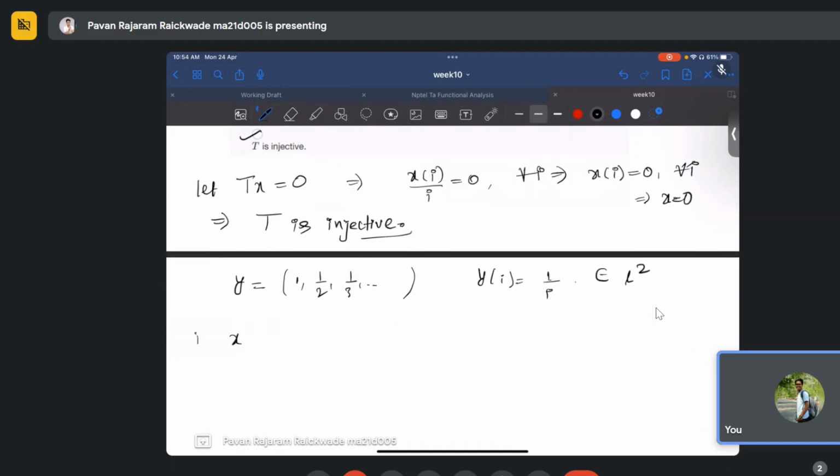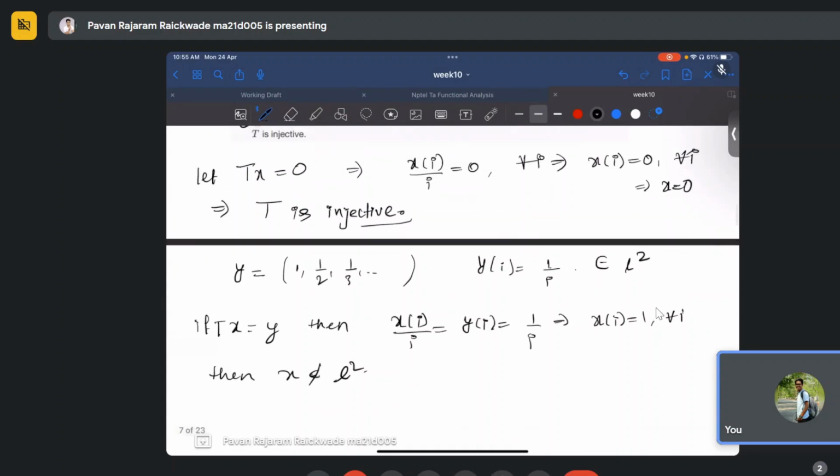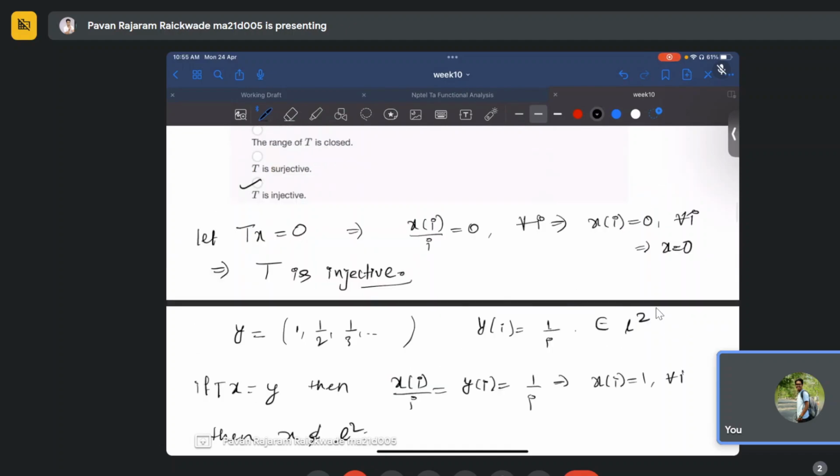If Tx equals y, then x at i upon i equals y_i, which is 1 by i. That means x at i has to be 1 for all i. But then x doesn't belong to L2. In fact, x is divergent. x is the constant one sequence, whose sum is not there in Lp for every p from 1 to infinity, strictly less than infinity. So T is not surjective. That's clear.